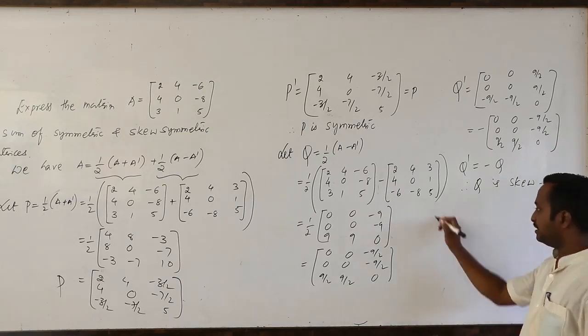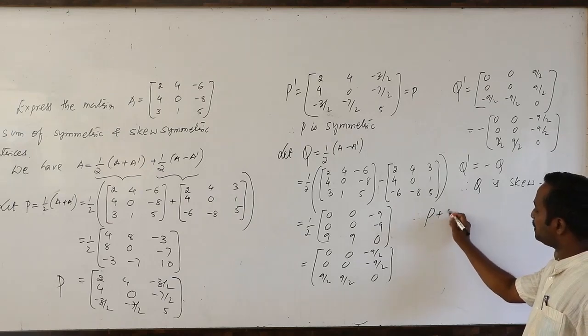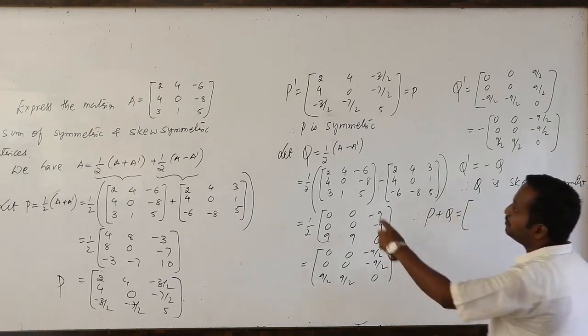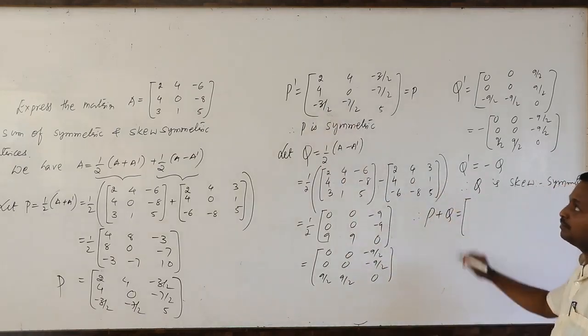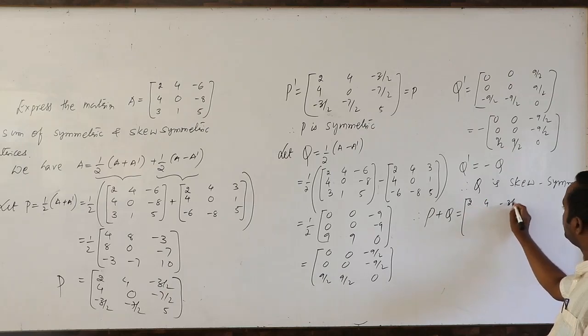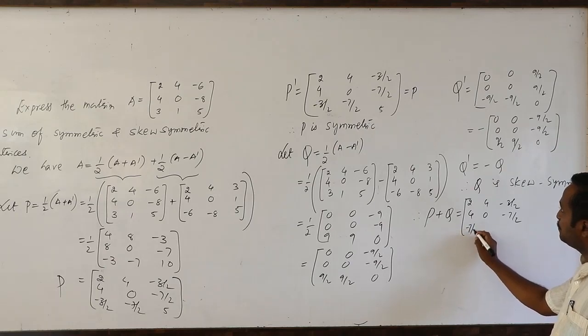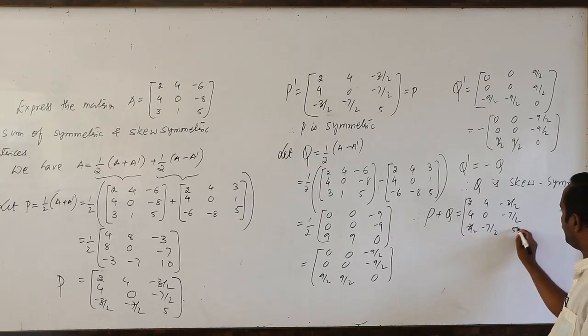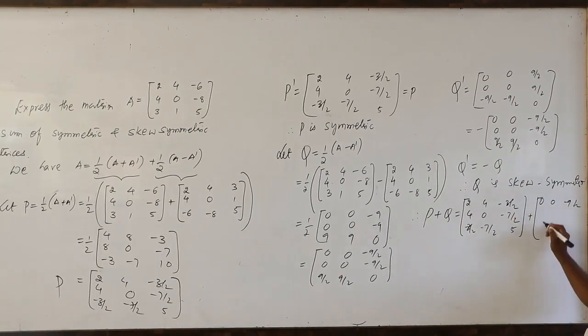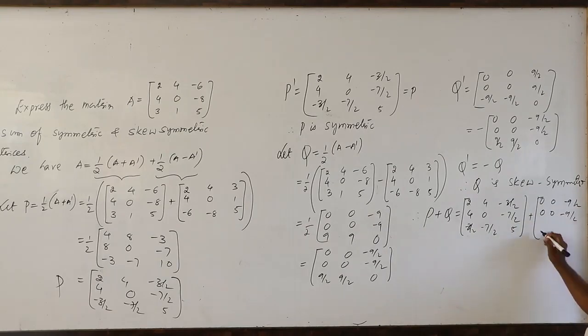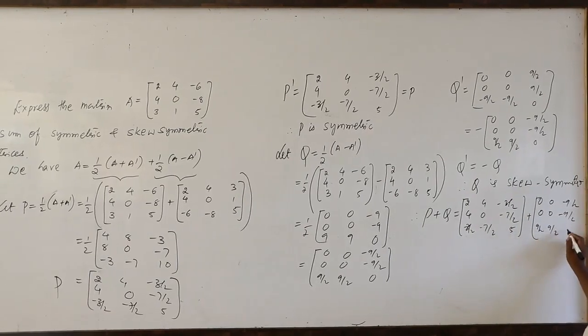Skew symmetric matrix. Therefore, P plus Q is equal to what? P is 2, 4, minus 3 by 2; 4, 0, minus 7 by 2; minus 3 by 2, minus 7 by 2, 5. Plus Q. Q is 0, 0, minus 9 by 2; 0, 0, minus 9 by 2; 9 by 2, 9 by 2, 0.